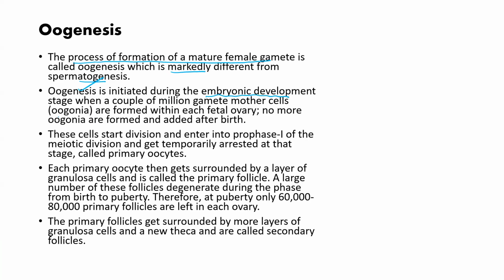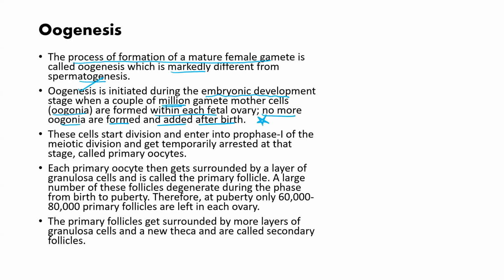When the oogonia are made within each fetal ovary, nearly millions are made within each fetal ovary, and no more oogonia are formed or added after birth. It means that after birth, there is no more oogonia formation. So the first difference is here.